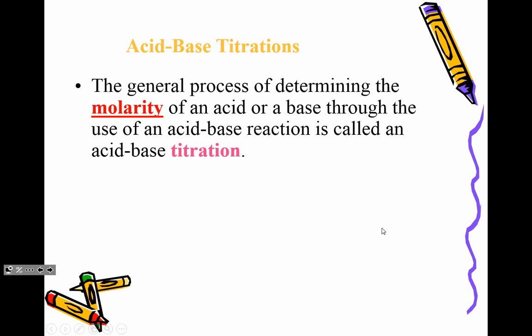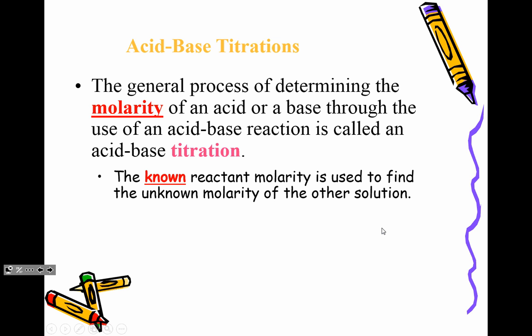Now, the general process of determining the molarity of an acid or base through the use of an acid-base reaction, or neutralization, is called acid-base titration. And really what we're doing here is we're neutralizing acids and bases in an experimental process where it allows us to determine the concentration of our acid or our base. So we're going to be in a titration using neutralization reactions that we just talked about.